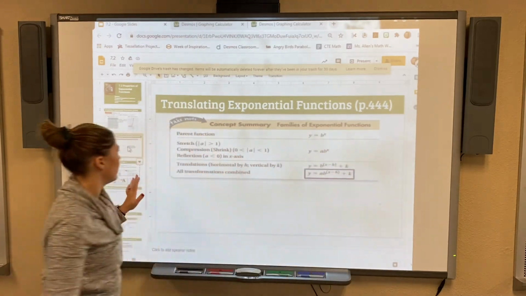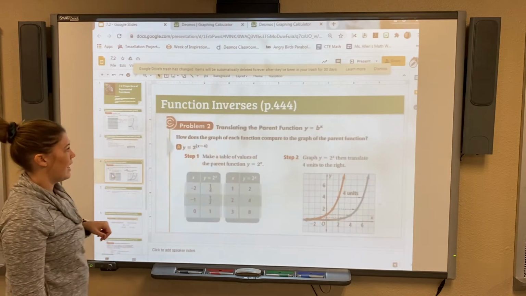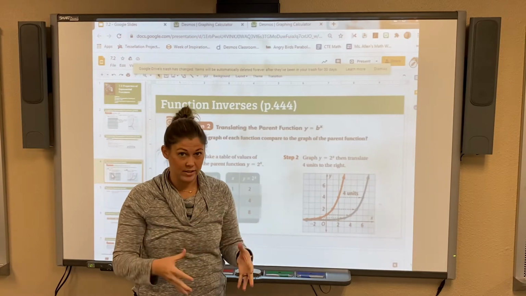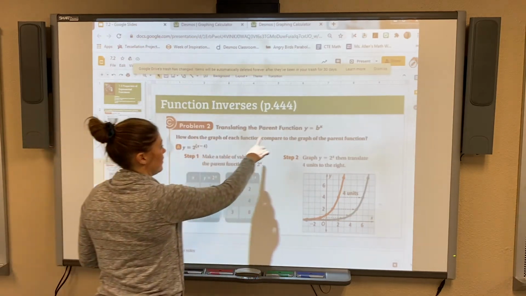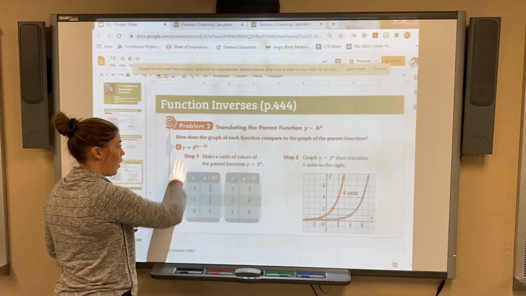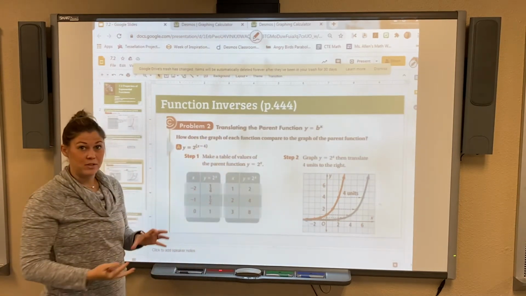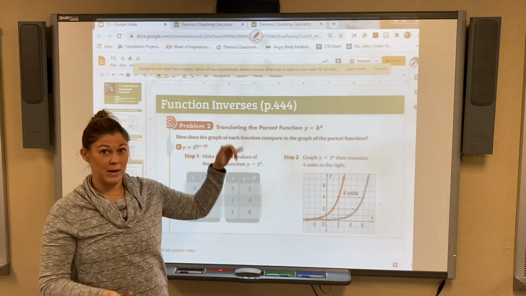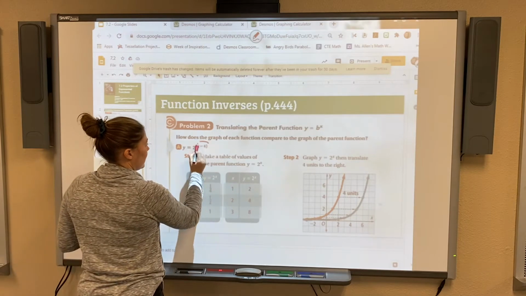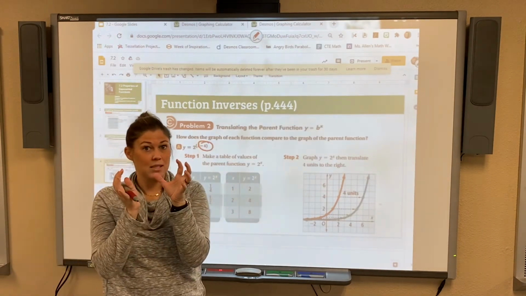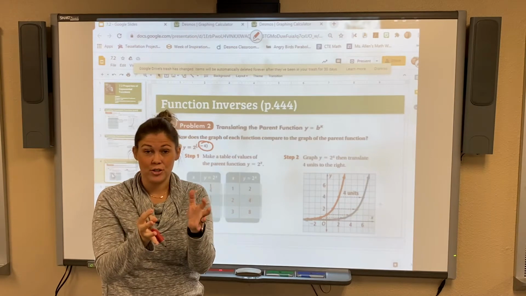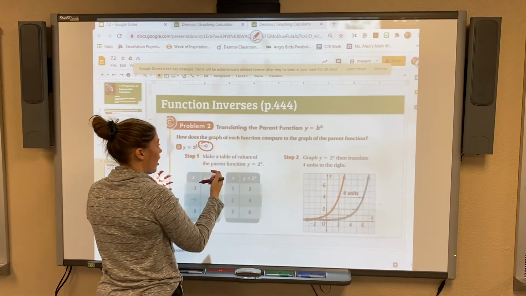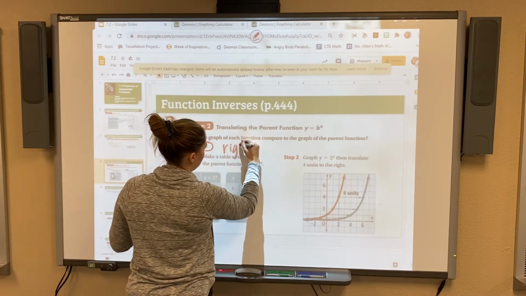So let's look at another example. So we have translating the parent function y equals b to the x power. So anything that's added on from that is a translation. So how does the graph of each function compare to the parent function? So here we have y equals 2 to the x minus 4. Your parent function is y equals 2 to the x, and our translation is the 2 and then the x minus 4, okay? What is different is this minus 4 up in parentheses, okay? That is an h, so that's a horizontal transformation, left and right. It's a -4, so all we need to know is since it's a negative, it moves to the right 4.